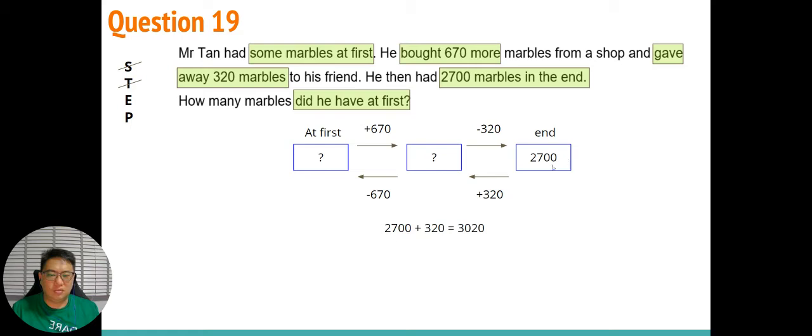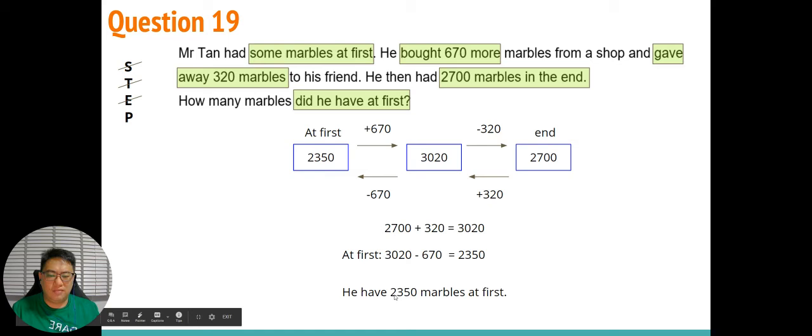So to find this amount, 2,700 plus 320, you will get here 3,020. That's the middle amount. So from here, to find the at first amount will be 3,020, take away 670, and that gives me 2,350. So that means you have 2,350 marbles at first. So we have done it. So we execute the plan. We've done it already. Okay.